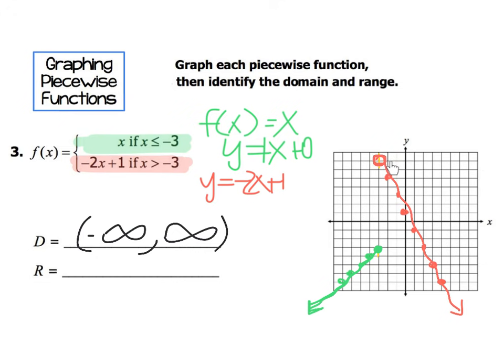And now because it's an open dot, we cannot include y equals 7. So we would say that our range is from negative infinity, because we're coming from the bottom, all the way up until positive 7. And we use a parenthesis because we're not including positive 7 since there's an open circle there.